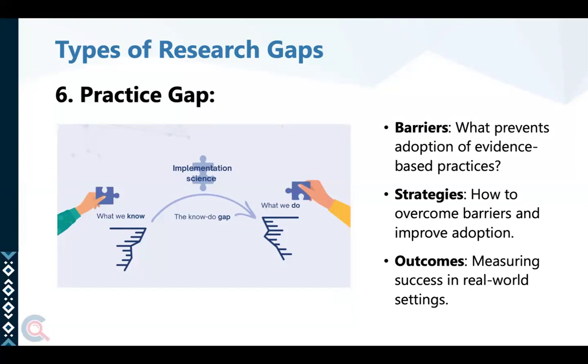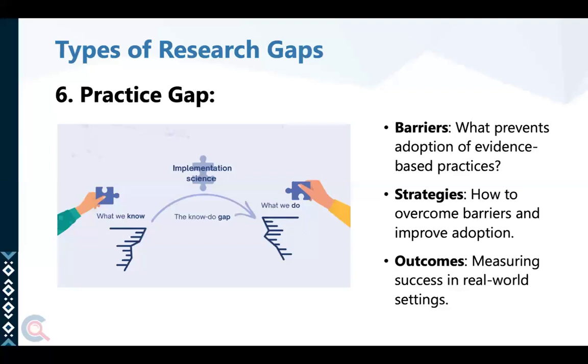So what prevents the adoption of the evidence into practice? And it also looks at facilitators, for example, what are the things that can facilitate adoption of existing evidence into practice? It can explore some strategies. How can we overcome barriers to adoption of knowledge that already exists? It can also just be measuring success in real world settings. What do we know? How is it implemented?